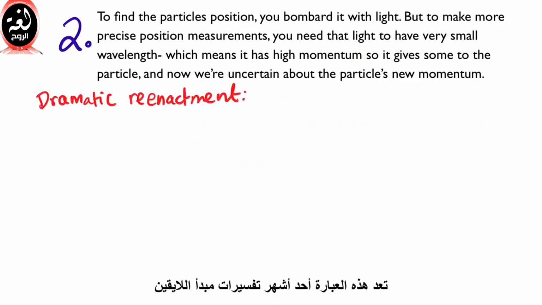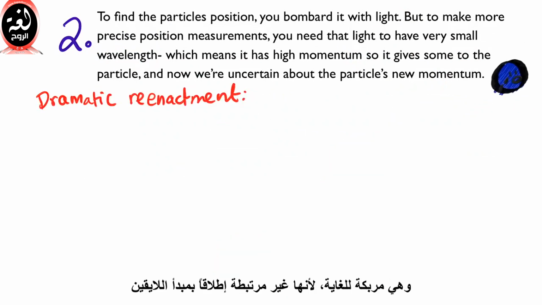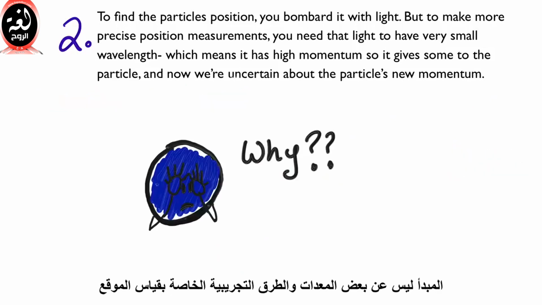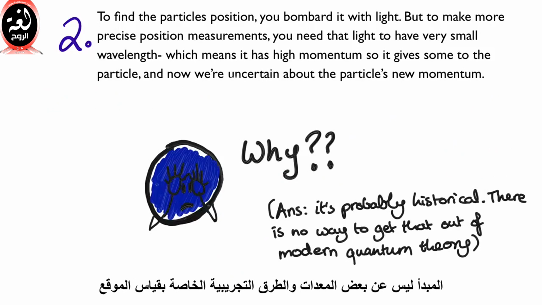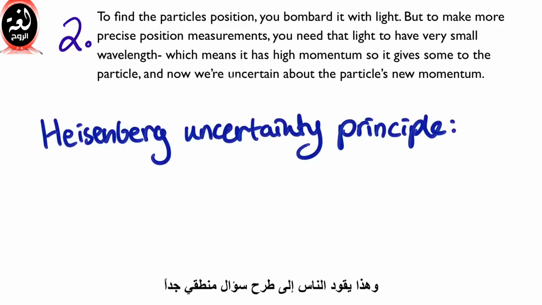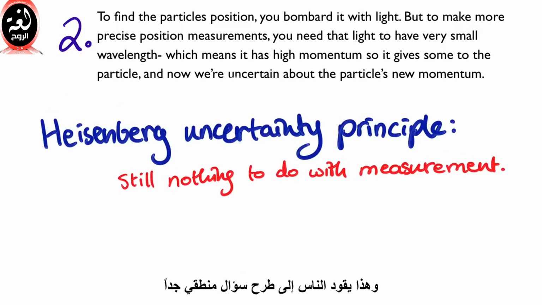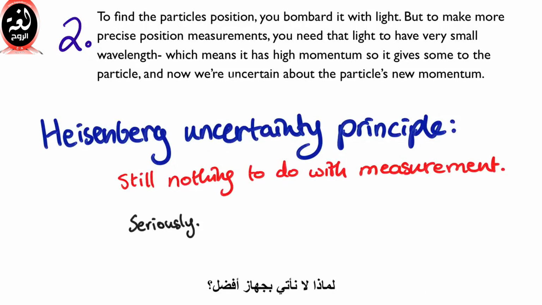This has got to be one of the most popular explanations of the uncertainty principle, and it's just so confusing because it's completely unrelated to the uncertainty principle. The principle is not about some very specific setup for measuring position. Implying that it is leads people to ask the very sensible question, well, why don't I just come up with a better way to do it?